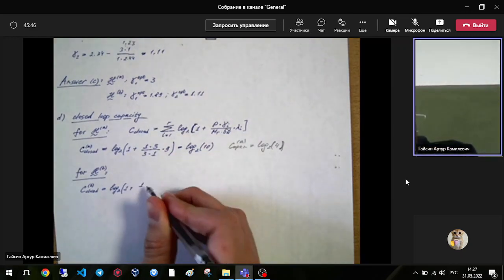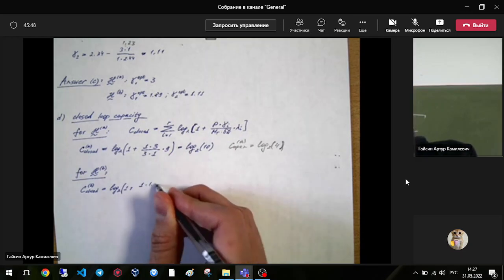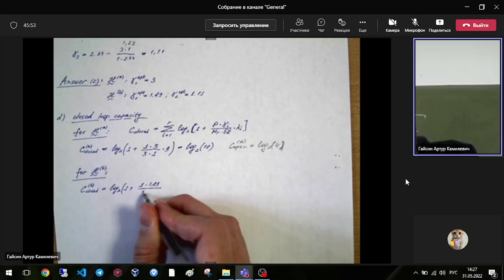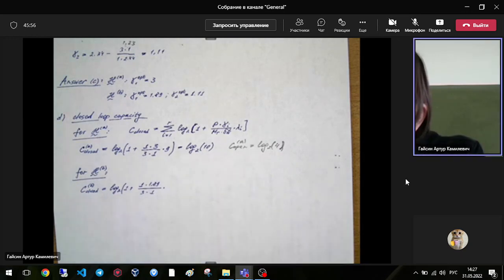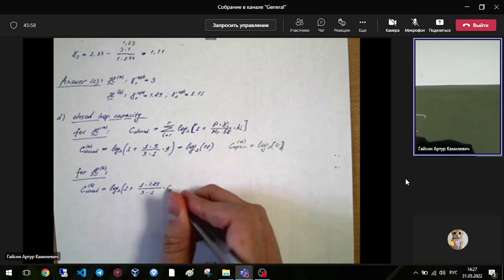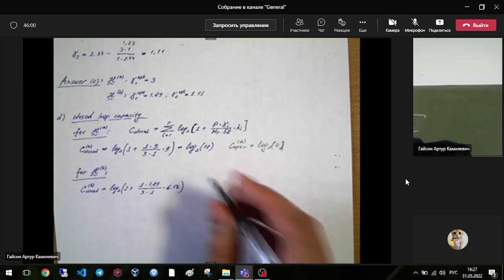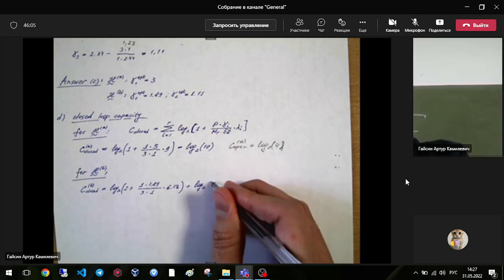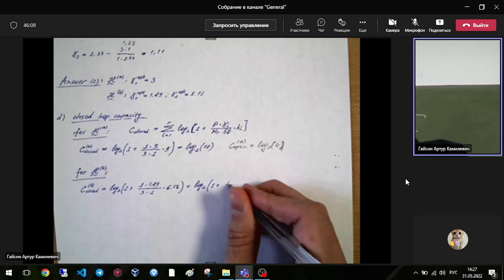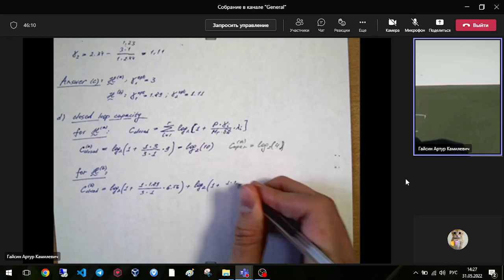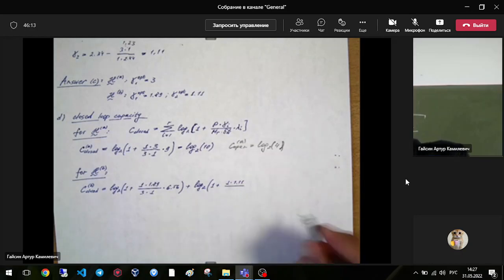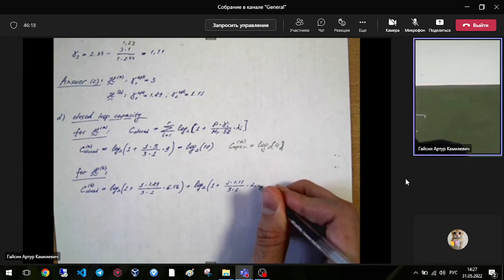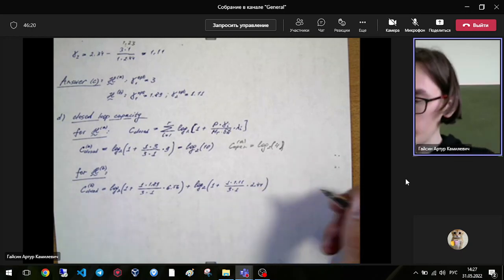So 1 multiplied by 1.89 divided by 3 times 1. And here, the first eigenvalue, it is 6.56. Then we sum it up with logarithm base 2. So 1 plus 1 times 1.11 divided by 3 times 1 and multiplied by 2.44, second eigenvalue.